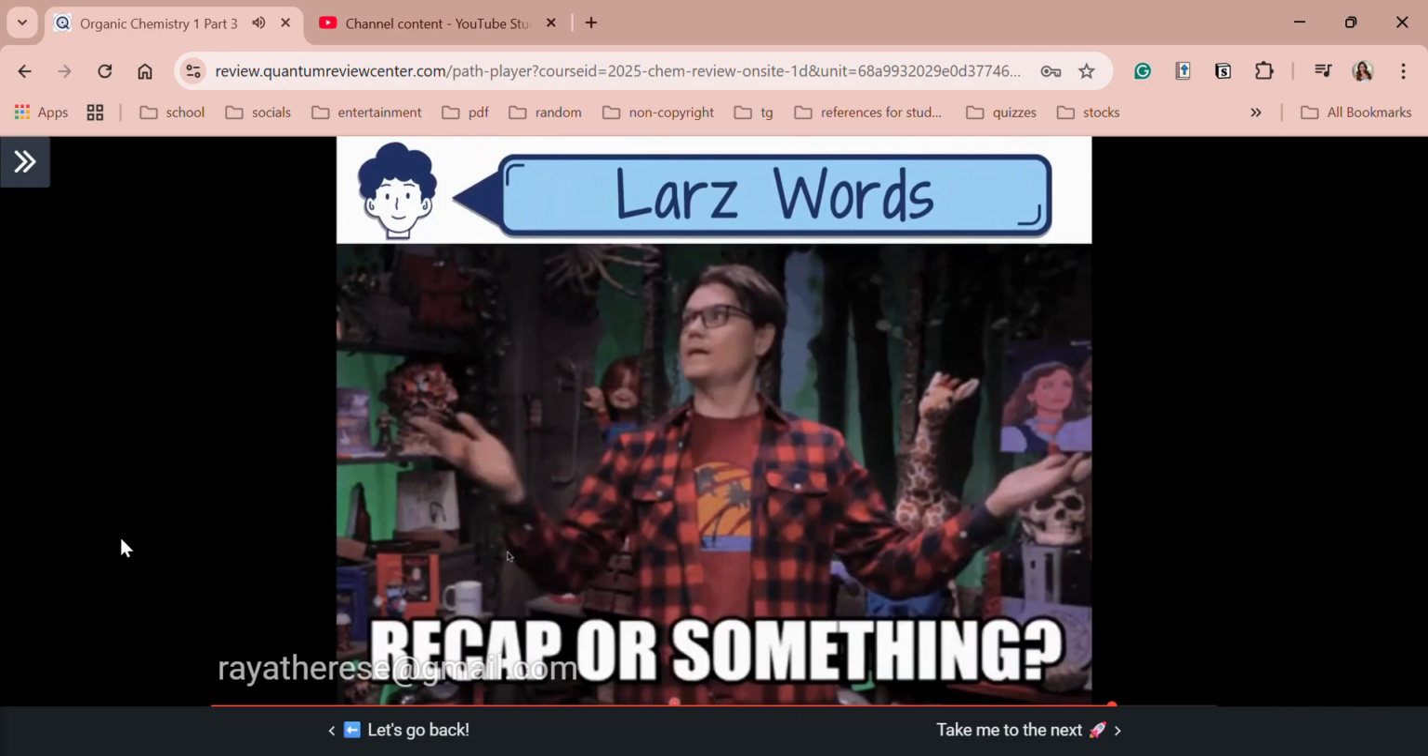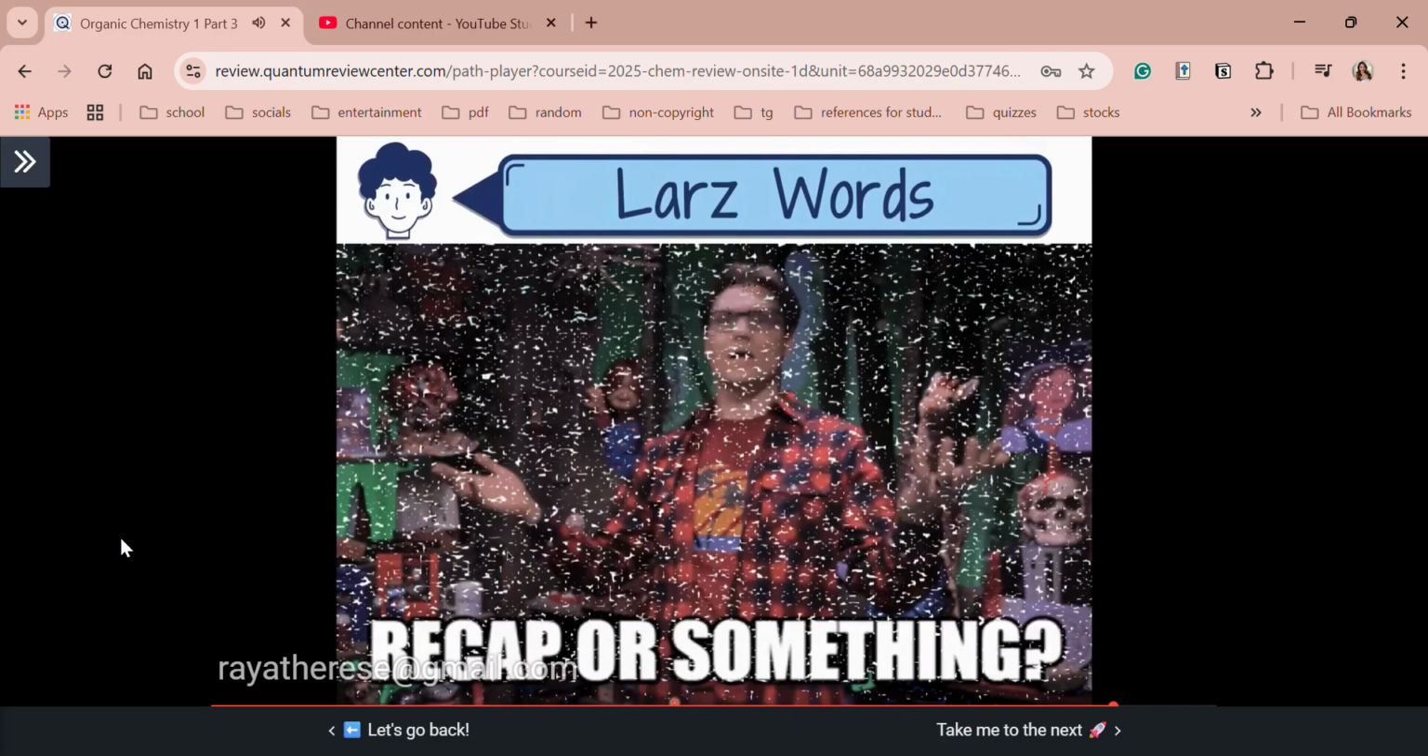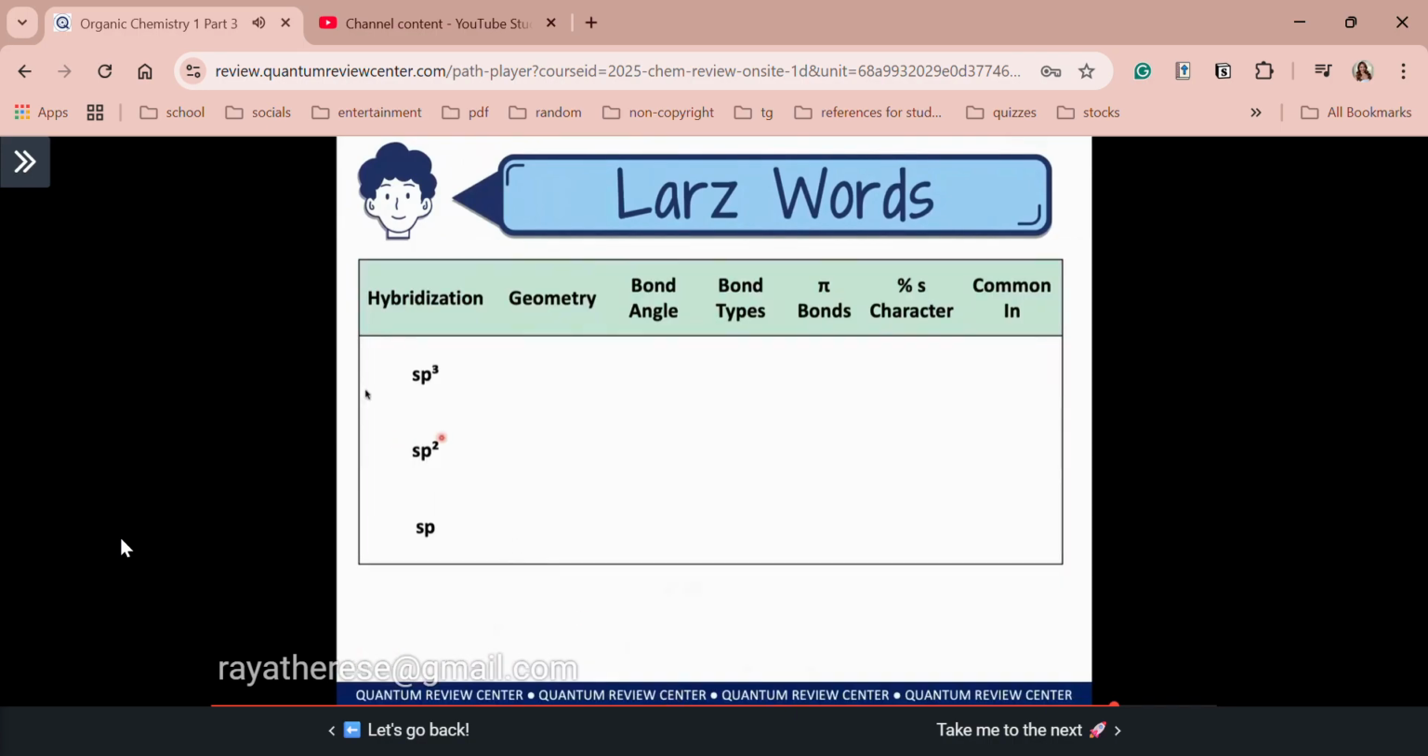So let's summarize what we have discussed here so far. Again, firstly with hybridization, check. For sp3, class, let's test your knowledge. The geometry: tetrahedral, and the bond angle is 109.5 degrees apart from each other. Class, in terms of your bond types, how many sigma bonds and how many pi bonds for sp3? Again, since we have 4 sp3 orbitals, we have 4 sigma bonds and 0 pi bonds.